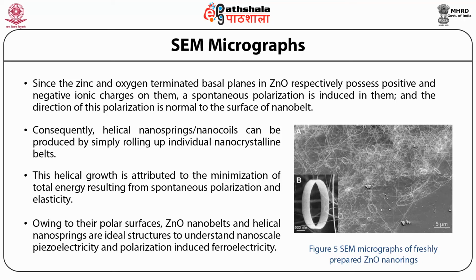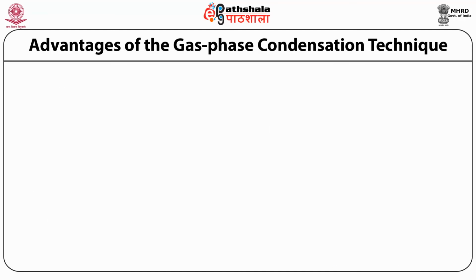We can see in the figure that the diameter of the ring was found to vary between 1 micron and 4 micrometers. Ring thickness varied between 10 nanometers and 30 nanometers, and the width of the ring shell is about 0.2 to 1 micron. The quantity and quality of the produced oxides depend upon the reactants as well as the temperature of the reaction chamber. Let us next discuss the advantages of the gas phase condensation technique.